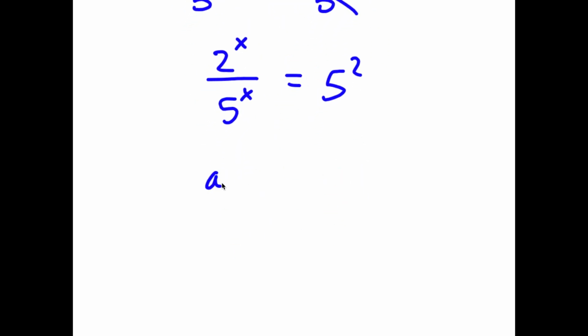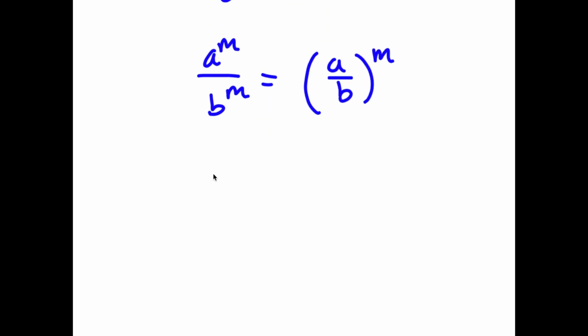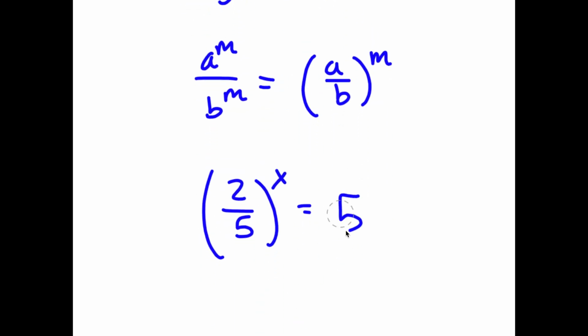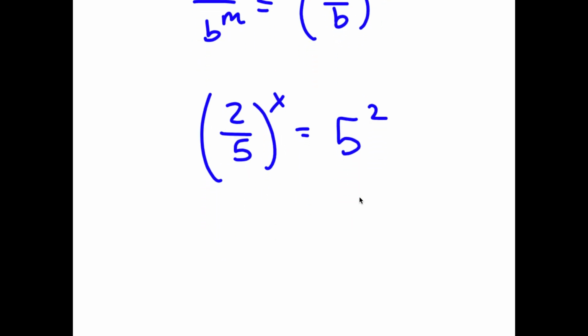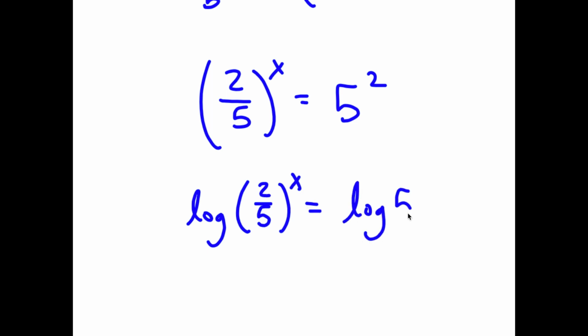And if I have something in the form a to the power of m over b to the power of m, this is equal to a over b to the power of m. So 2 to the power of x over 5 to the power of x is going to be 2 over 5 to the power of x, which is equal to 5 squared. Now I'm going to take the log on both sides. So I get log of 2 over 5 to the power of x is equal to log of 5 squared.